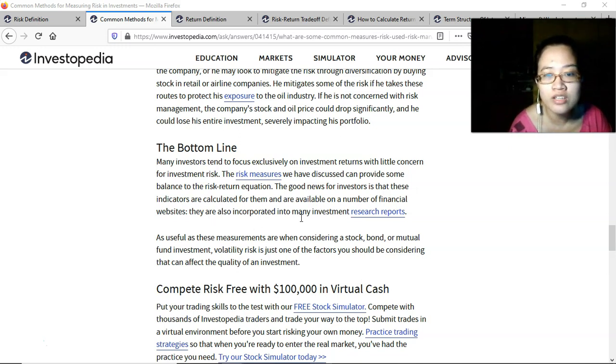They are also incorporated into many investment research reports. So if you are on an online platform provided by banks or financial institutions, wherein you can trade stocks or bonds, normally they provide analysis reports on various types of companies and industries. As useful as these measurements are when considering a stock, bond, or mutual fund investment, volatility risk is just one of the factors you should be considering that can affect the quality of an investment. So volatility essentially is fluctuation in the actual results compared to the expectations.